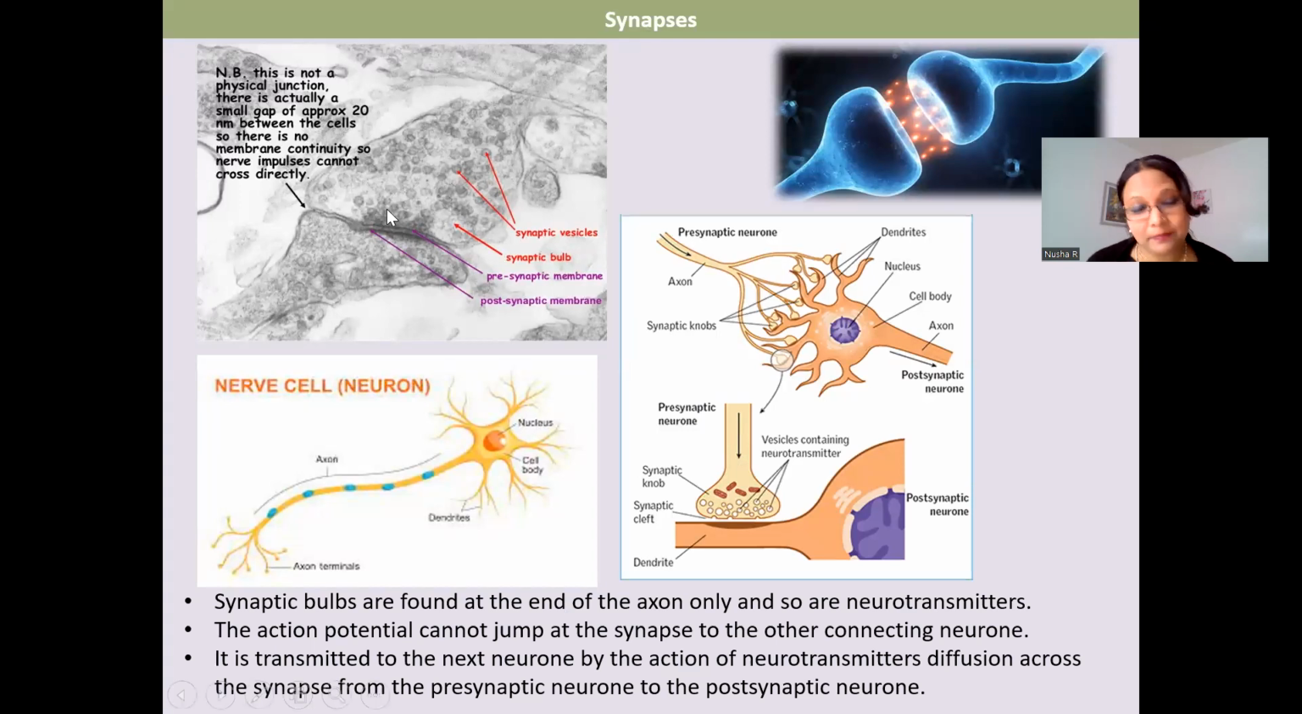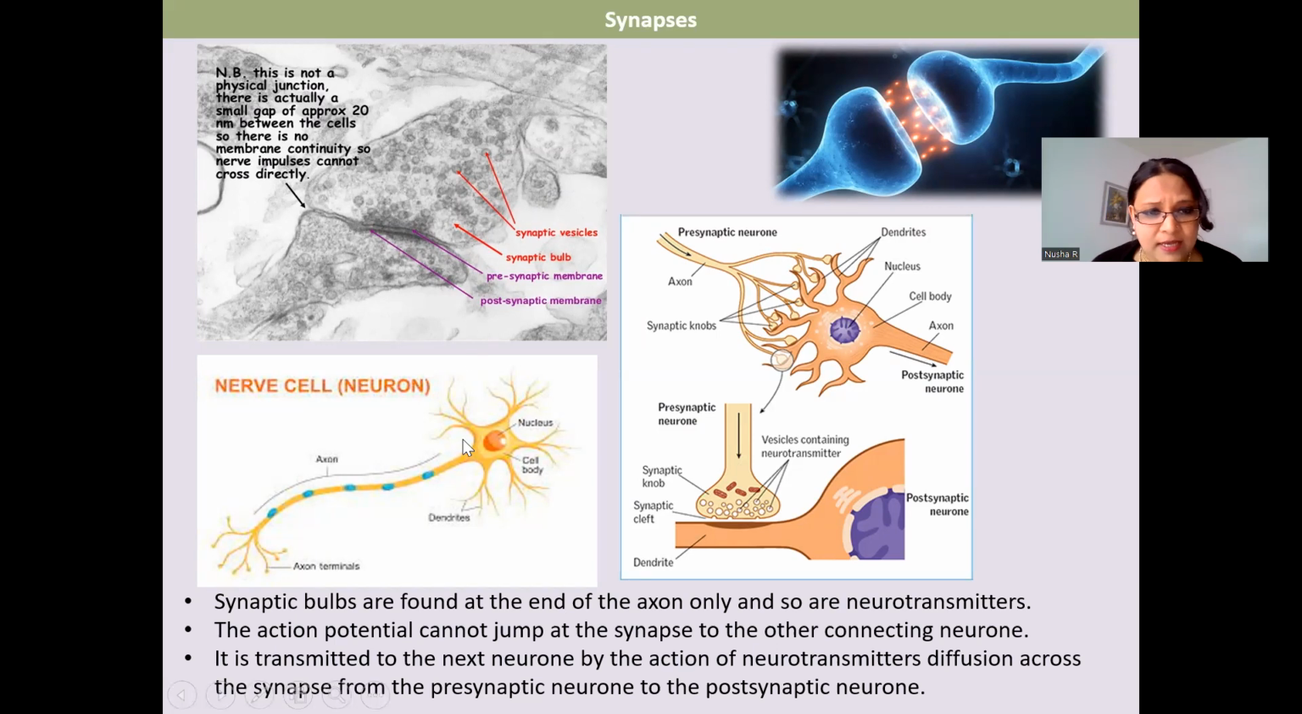It's the synapse. So we know action potentials are generated and they are propagated along the neuron until they reach the end of the neuron, so the end of the axon. Now, as you can see from this picture, this is a motor neuron and it's ending in knobs. So these knobs here at the terminal end of the axon are called synaptic knobs or synaptic bulbs.